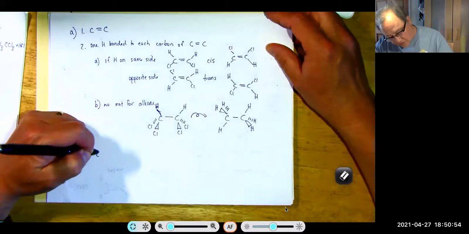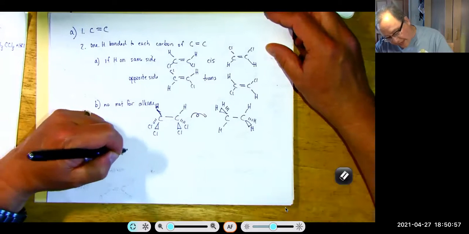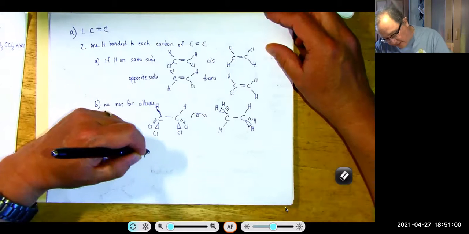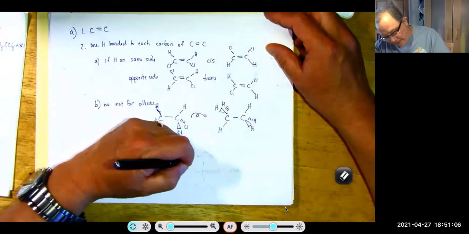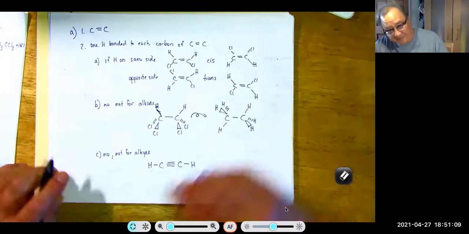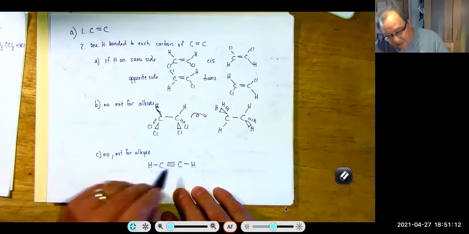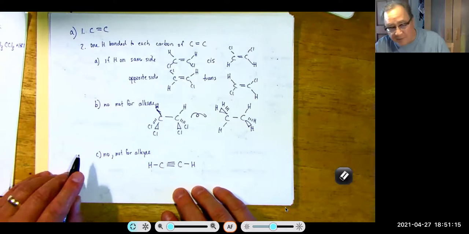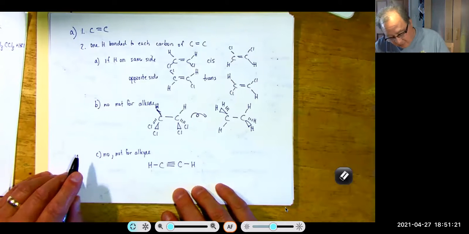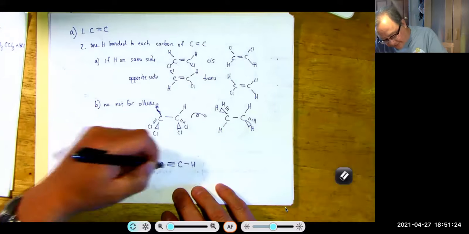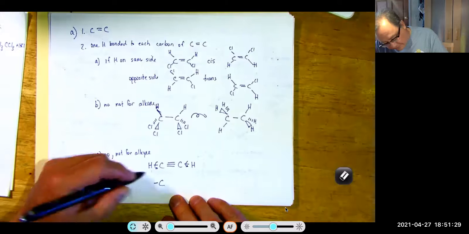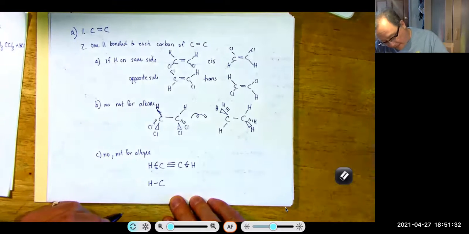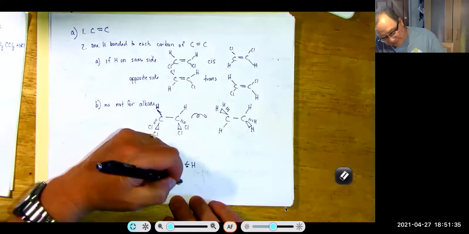And the answer is no, not for an alkyne. Now here is an alkyne. And here I'm going to have to put 2 hydrogens on there, right? Well, can you rotate about a triple bond? And the answer is no. Triple bonds do not rotate. However, single bonds do rotate. So I'm going to draw this hydrogen upside down. And I'm going to draw this one upside down.